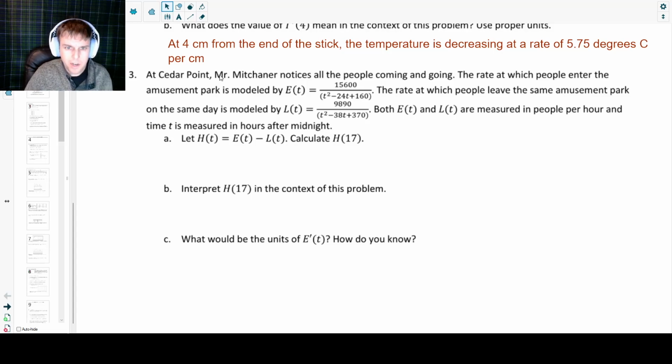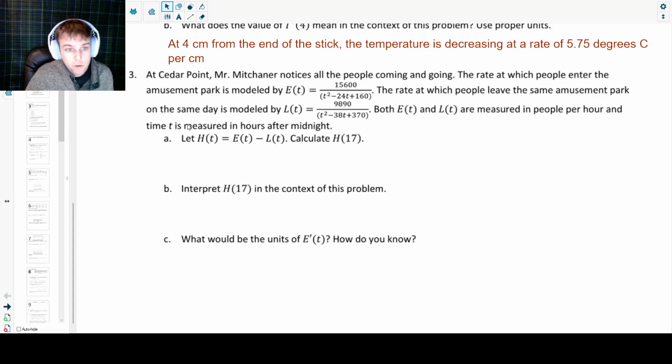Okay, so we have a lot going on here. We have two functions, E of t, which gives us the rate at which people are entering the amusement park at a particular time, in people per hour. And then we have another function, L of t, which is similar, but it's people leaving the park at that same time t. And then t, time, is measured in hours after midnight. So t equals 0 represents midnight, t equals 1 is 1 a.m., t equals 2 is 2 a.m., and so forth.